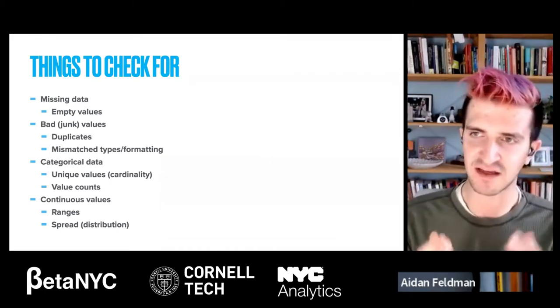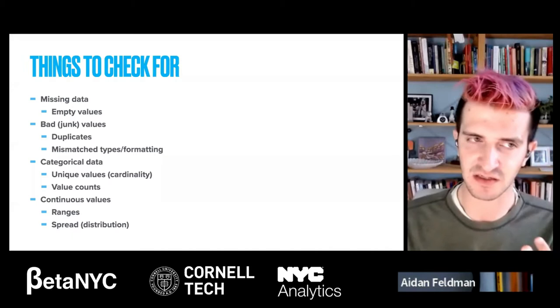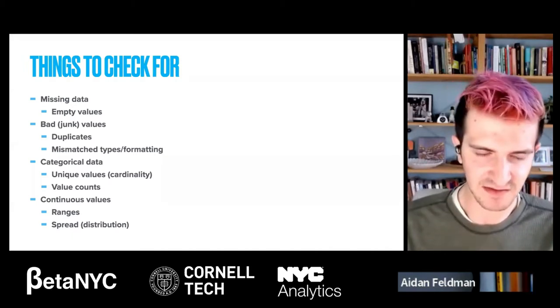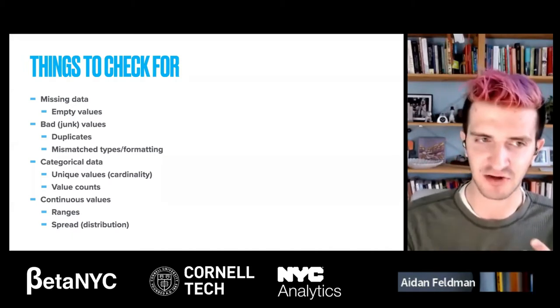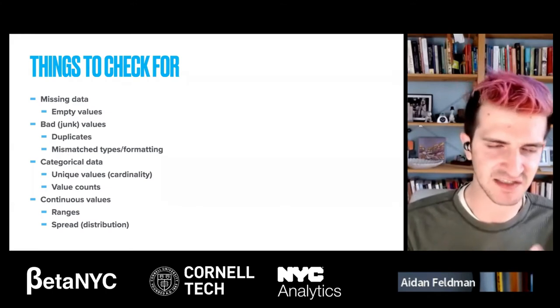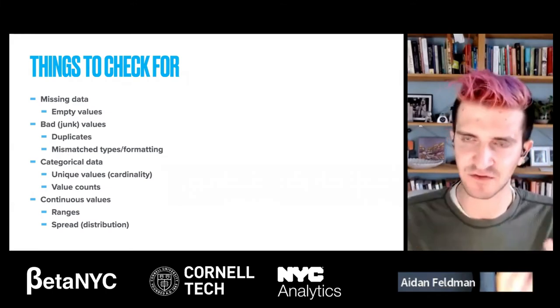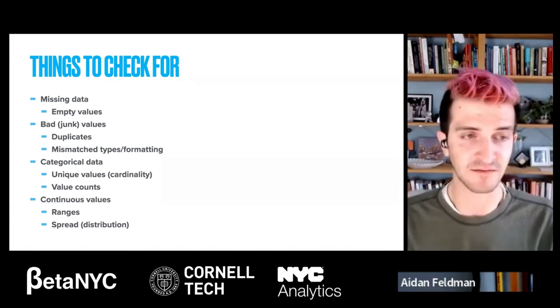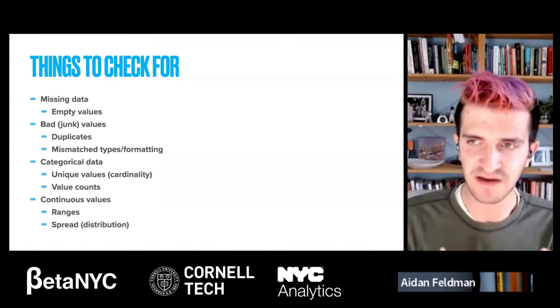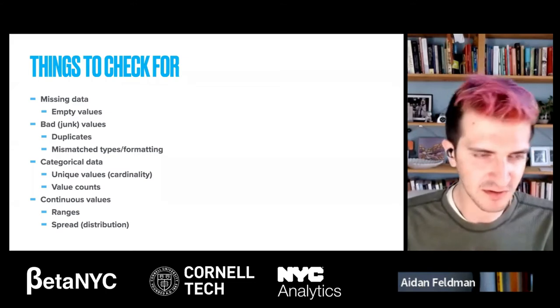So maybe the data in this particular column should only be one of this given set. That also can correspond to the cardinality, which is a statistics term for how much variance there is in the data. Like how much is the same versus different. You're going to look at value counts. When you do have unique values, how much does each one appear?